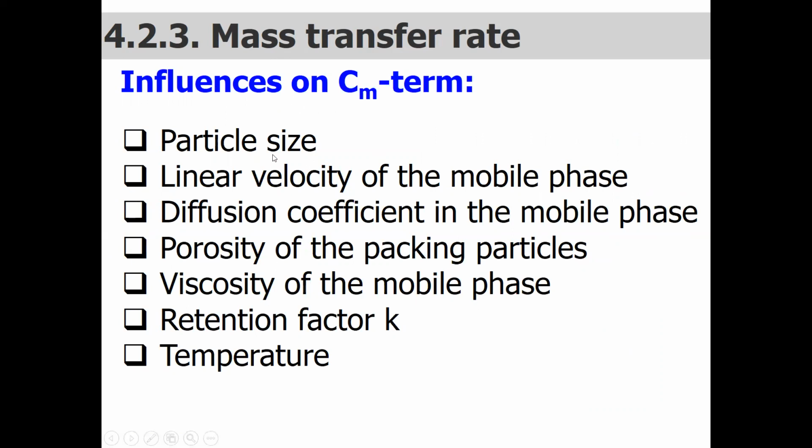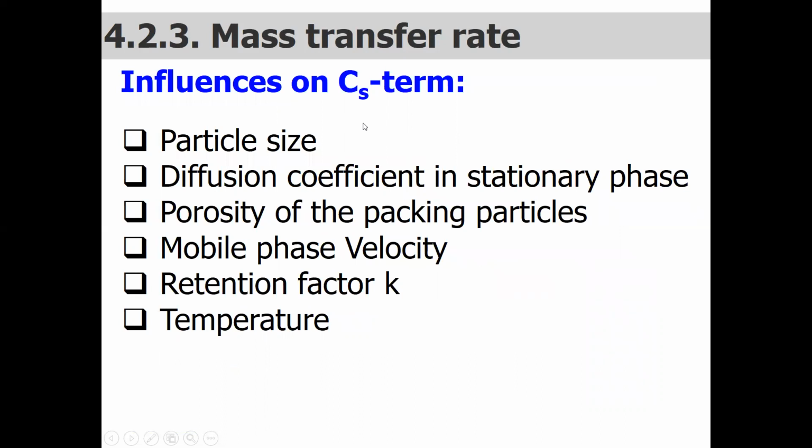These are the factors which can affect the mass transfer. For the Cm term, for example: particle size, linear velocity of the mobile phase, diffusion coefficient in the mobile phase, porosity of the packing particle, viscosity of the mobile phase, retention factor, and temperature. All these factors can affect the Cm term, while the Cs term can be affected by factors like particle size, diffusion coefficient in the stationary phase, porosity of the packing particle, mobile phase velocity, retention factor, and temperature.